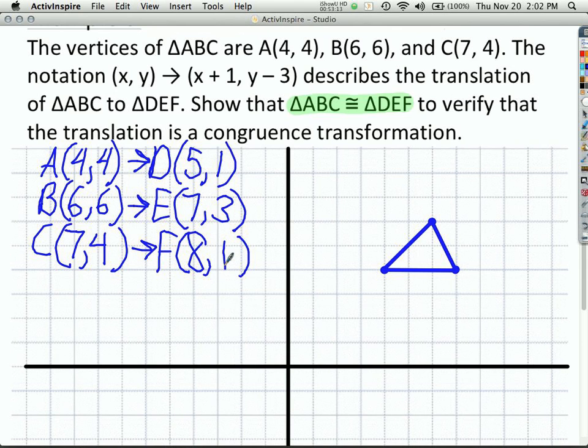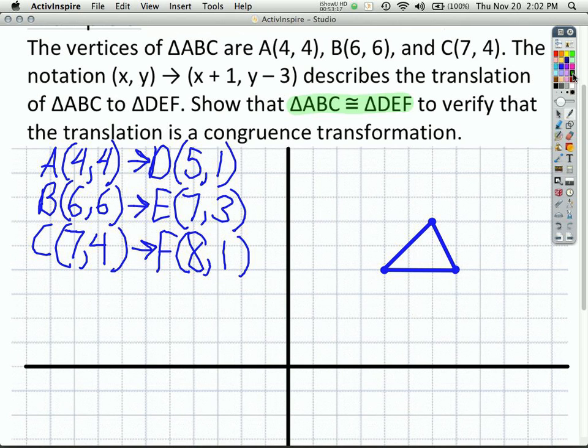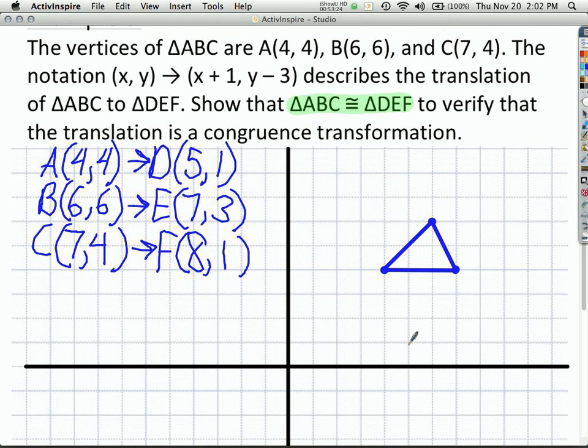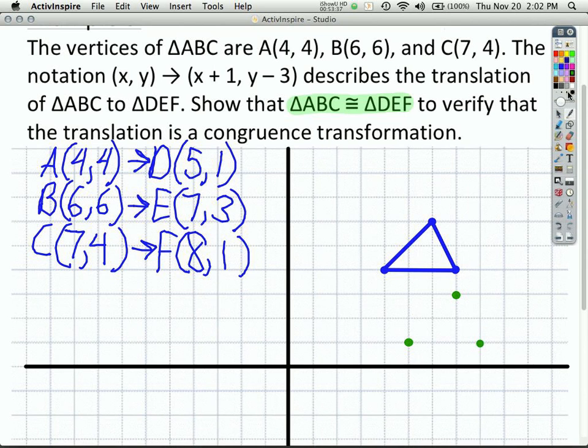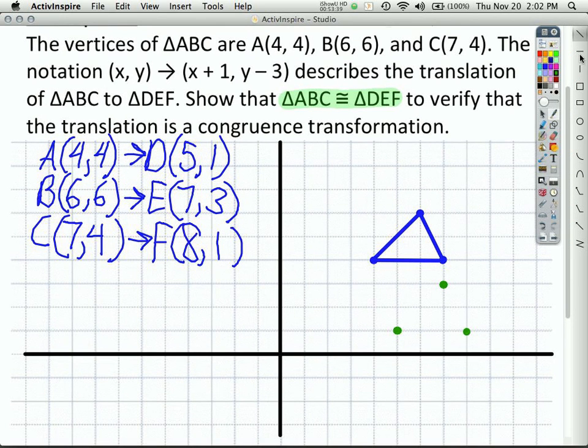Now I need to plot DEF. I'm going to use a different color like I've been doing. You do whatever you feel is best. So 5, 1. 1, 2, 3, 4, 5, 1. And then 7, 3. And then 8, 1. And connect the dots to form our new triangle.